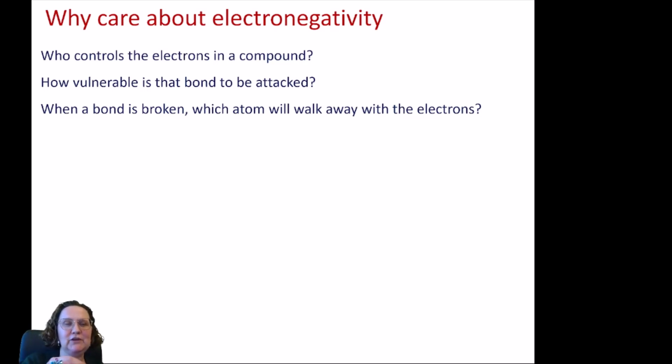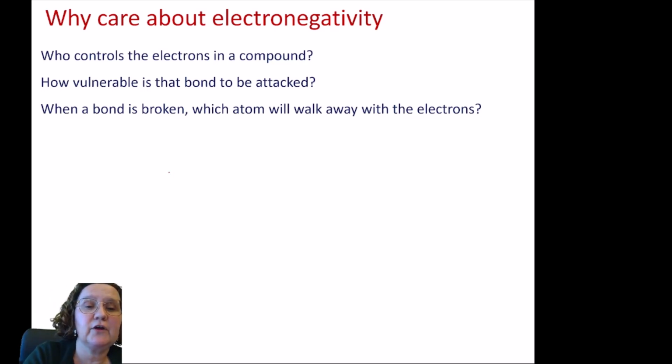Because if the bond is very skewed towards one of the atoms, if those electrons spend a lot of time around one of the atoms and not the other, then you're creating an imbalance in the charge. They're not evenly distributed. You have a section of your molecule with more electrons that has a negative charge, and a section of your molecule with fewer electrons, and it gets a sort of positive charge. And more specifically, when a bond is broken, which atom will walk away with electrons?